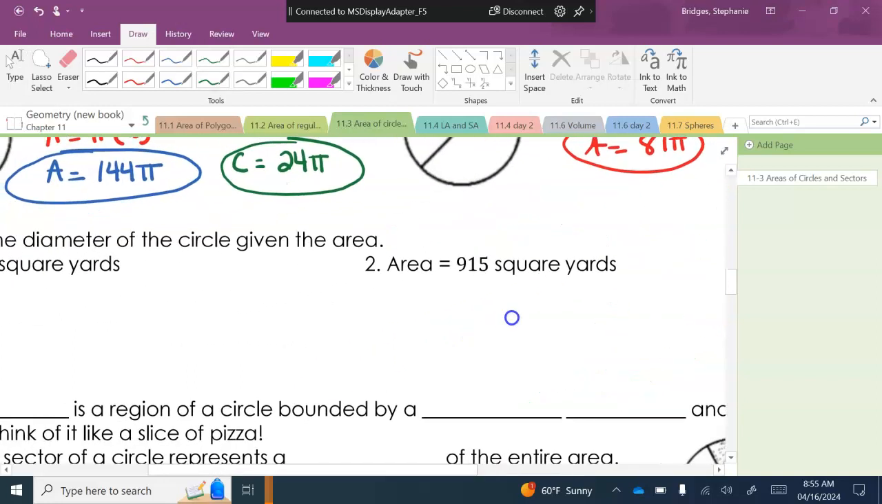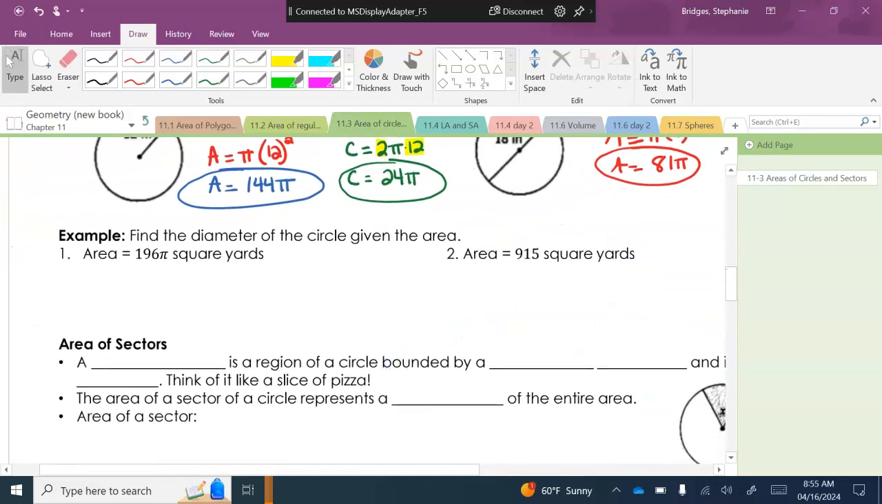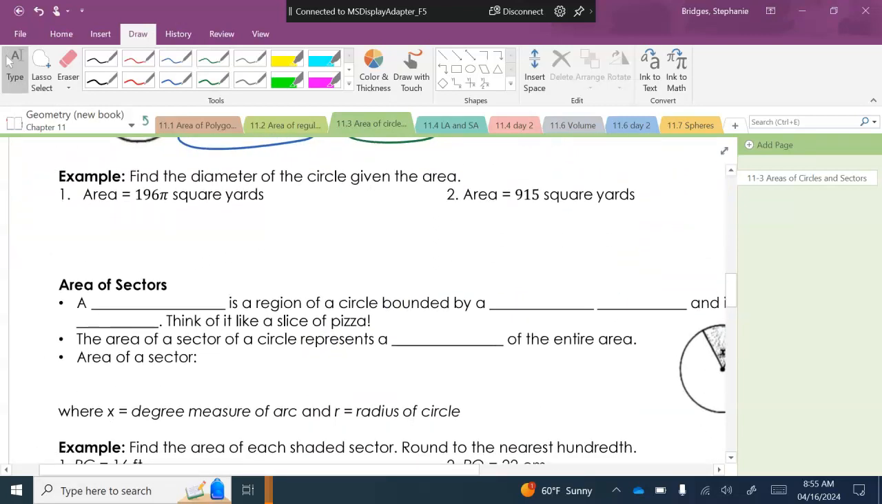All right. Now, we're going to do a couple of questions where we have to work backwards. In the directions, what is it asking me to find? The diameter. And it's giving me the what? Area or circumference? Area. Okay. So here's what we have to do. It says the area equals 196 pi, right?